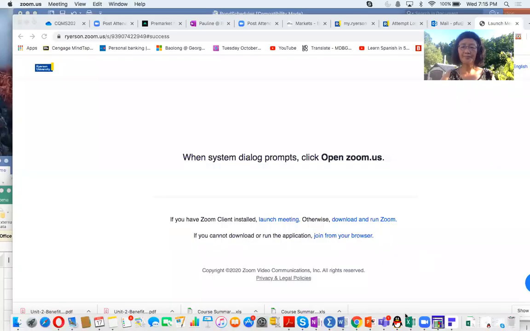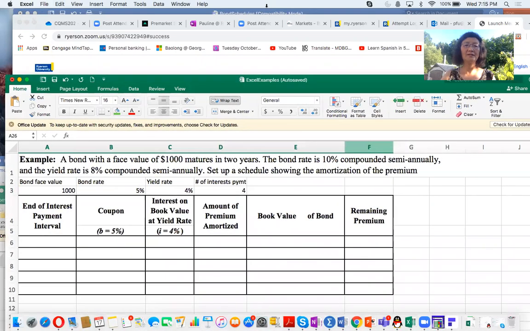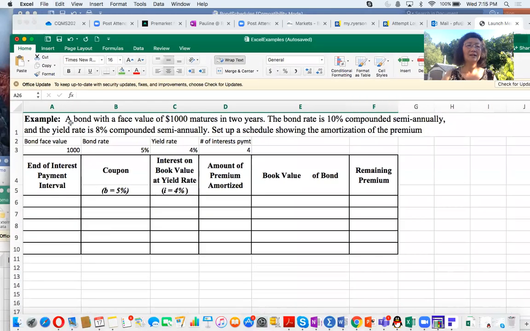Okay. So now I'm going to give you an example. In this example, a bond with a face value of 1,000 matures in 2 years. The bond rate is 10% compounded semi-annually, and the yield rate is 8% compounded semi-annually. Set up a schedule showing the amortization of the premium.